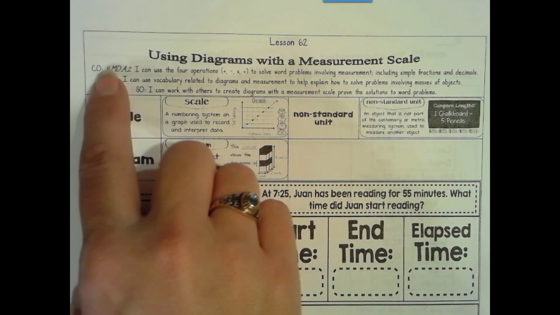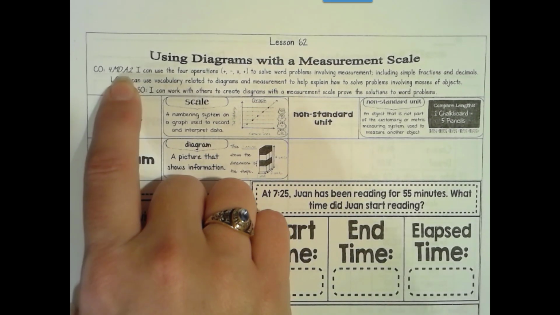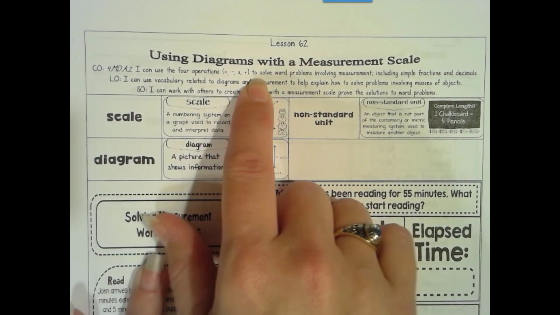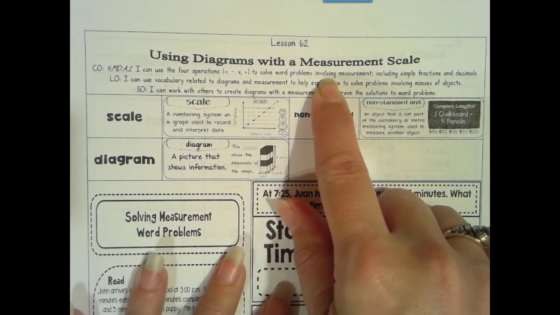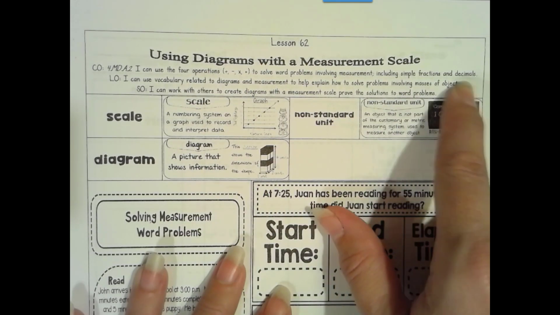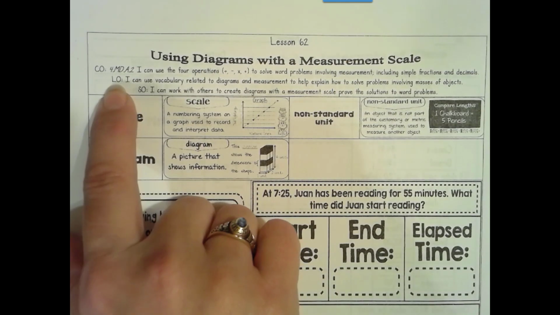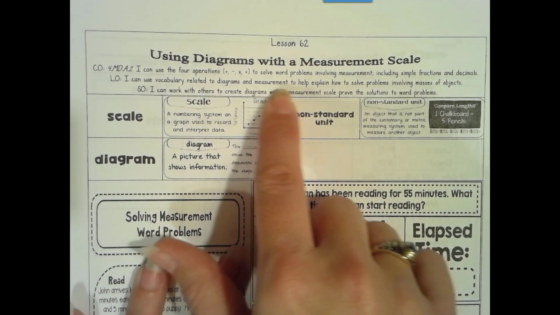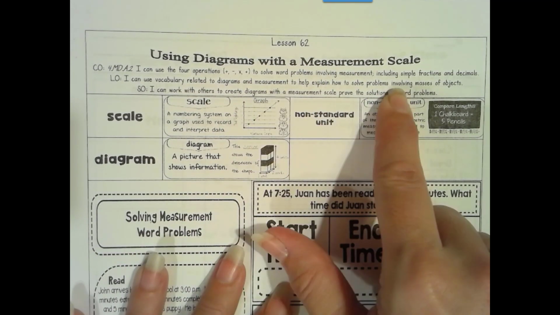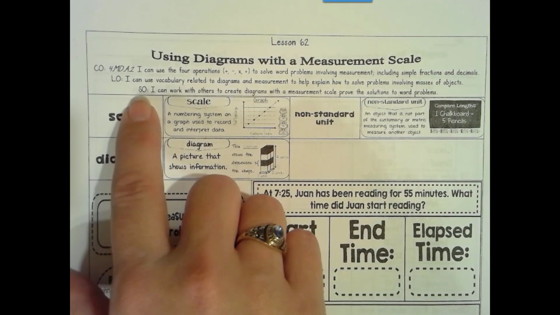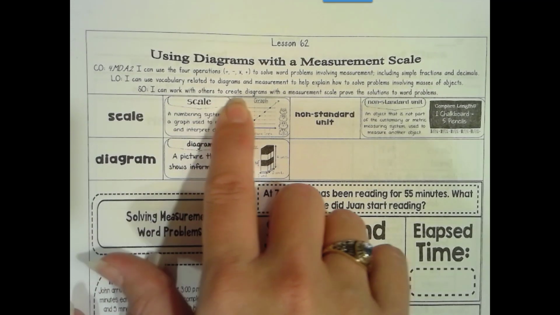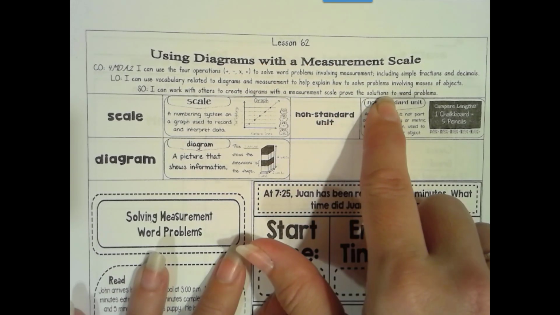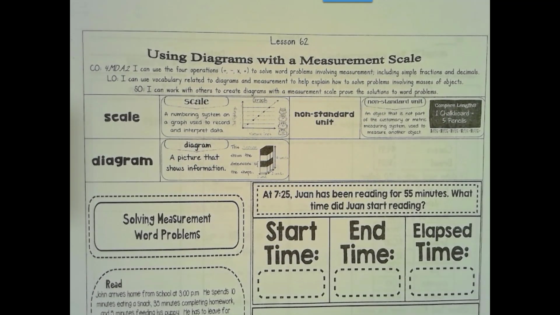Okay, so our content objective for 4th grade MD measurement data A2: I can use the 4 operations, addition, subtraction, multiplication, division, to solve word problems involving measurement, including simple fractions and decimals. Language objective: I can use vocabulary related to diagrams and measurement to help explain how to solve problems involving masses of objects. Social objective: I can work with others to create diagrams with a measurement scale, prove the solution to word problems.